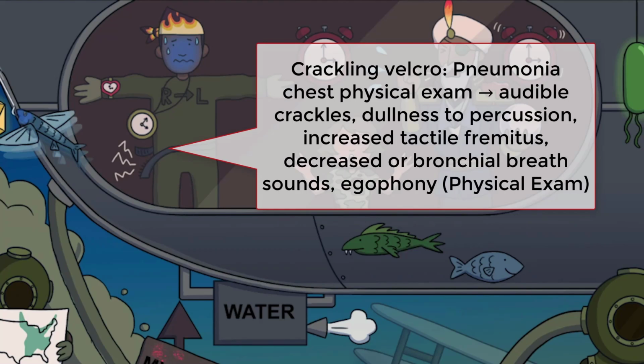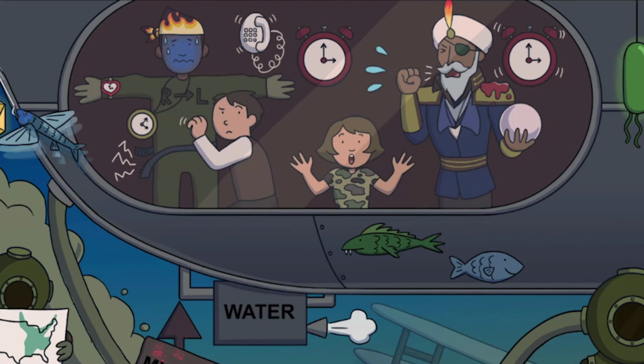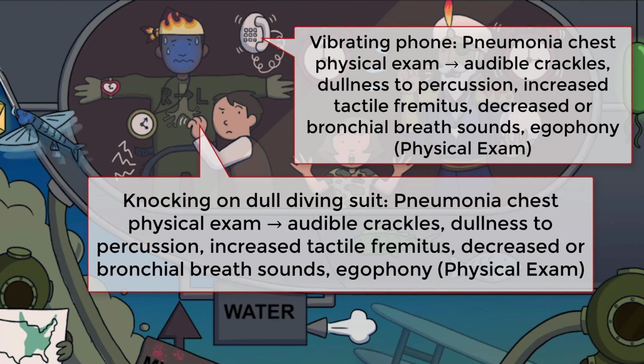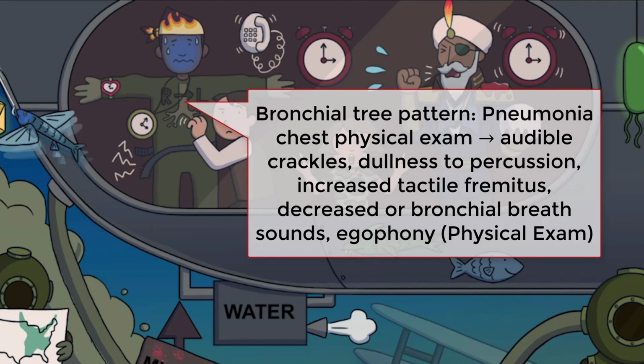These are classically localized to the involved lung area, but may be diffuse. Just think of the crackling sound of Velcro tearing off a diving suit. Patients may also have signs of consolidation on physical exam. These include dullness to percussion and increased tactile fremitus. On auscultation of the area overlying the consolidation, you may notice that normal breath sounds are faint or absent. However, you may also hear bronchial breath sounds over the consolidation. These are harsh, large airway noises normally only heard on auscultation of the trachea. The consolidated lung transmits sound better than normal lung.